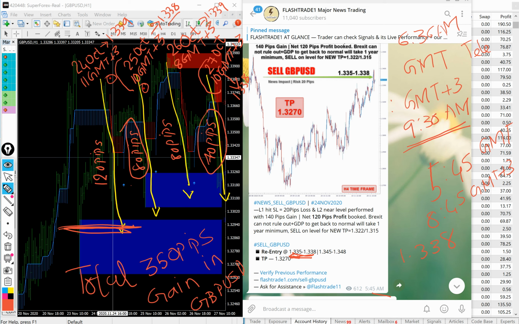Our SL didn't hit yet, because you can see that the risk we always take is 20 pips. So our SL was at 1.340. We just got safe by some of the pips, and our entry 1.338 walked until GBP USD traded low to 1.326, 120 pips booked. Profit was booked on 24th November.